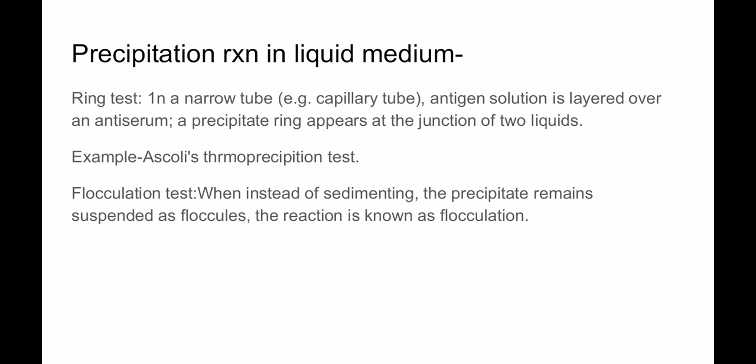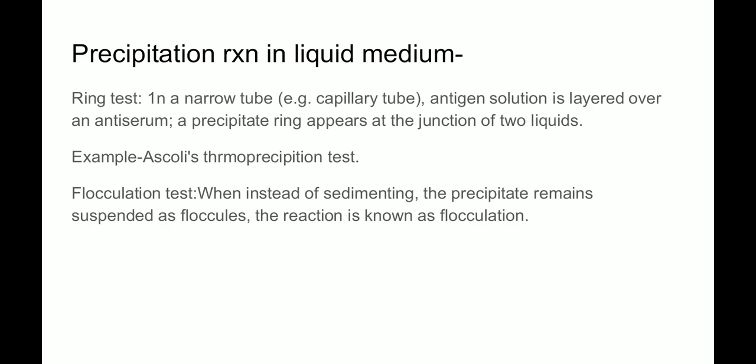First of all, what is precipitation in liquid medium? In this we have two very important tests. First one is the ring test. In the ring test, a narrow tube is taken and antigen solution is layered over the antiserum. Down at the bottom there is antiserum, above it there is antigen, and now the antigen will move and there will be precipitation in the form of a ring at the junction of the two liquids.